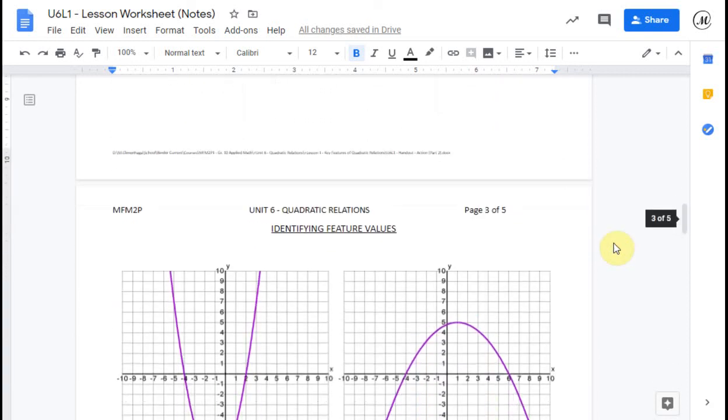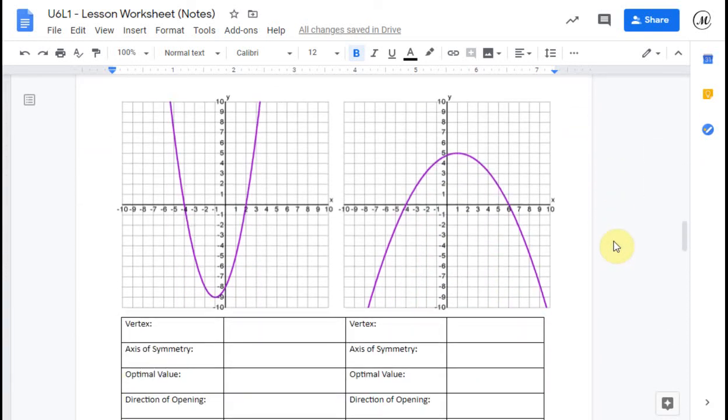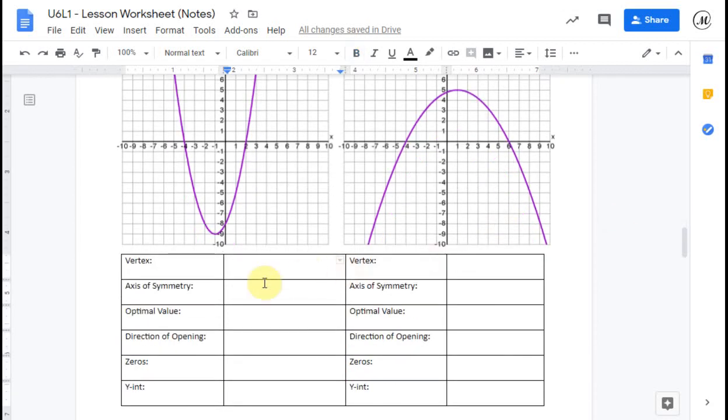Now what we want to do is go ahead and practice identifying the features, but we also want to put numeric values on them. Looking at this parabola, starting with the vertex, it is this point here at the bottom, and so its coordinates are -1 starting with the x-axis and coming over here -9. So the vertex here is -1, -9.